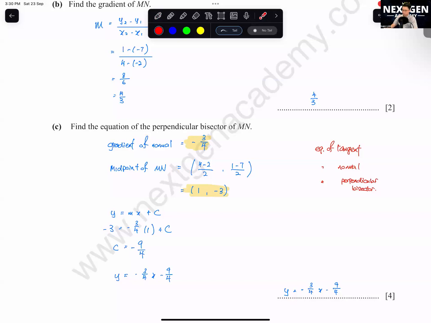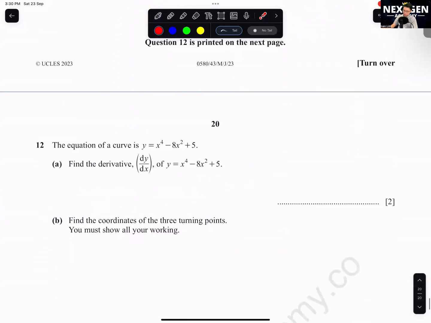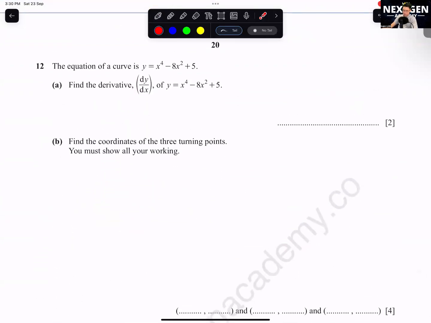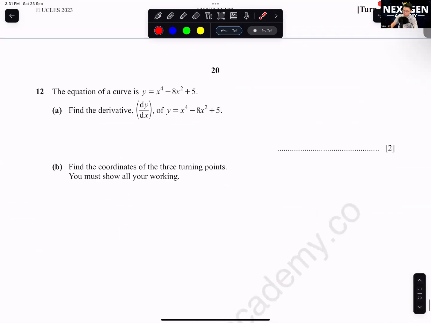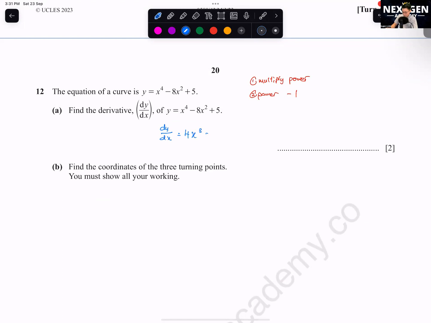Okay, one last one. Differentiation. The equation of a curve is y equals x power 4 minus 8x squared plus 5. Find the dy over dx of this. Okay, so how to do dy over dx? Multiply the power, then power minus 1. So dy over dx equals 4x cubed minus 16x.